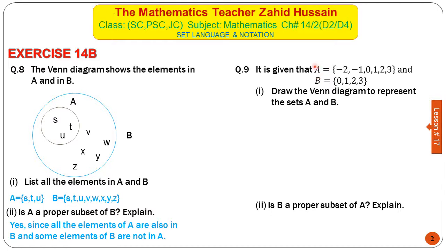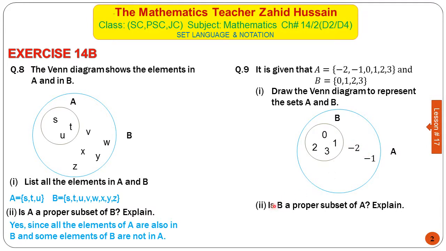A is the larger set, so this will be represented by the bigger circle, and B is the smaller set, which will be represented by a smaller circle within the bigger circle, like this. Elements of B are 0, 1, 2, 3 and elements of A are 0, 1, 2, 3, minus 1 and minus 2, because 0, 1, 2, 3 are the elements of A which are also in B, which we have already written. The remaining elements of A have been written outside the smaller circle and inside the larger circle.